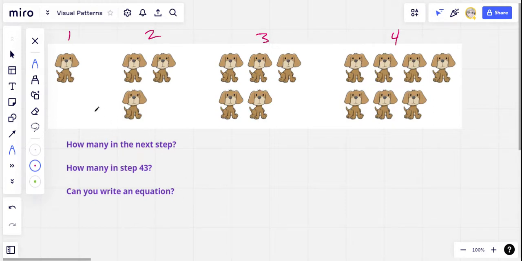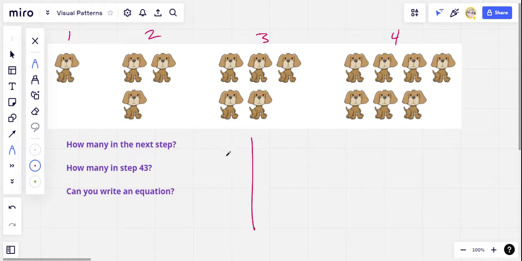In this pattern, I think the first thing to do is just take a look at it and see if you can figure out what's going on. I see one puppy in the first step, and then it looks like we've added 2 more, one to the right and one below. And then in the next one, here's the 3 from step 2, and then again, one to the right, one below. So it looks like we're adding 2 puppies every time.